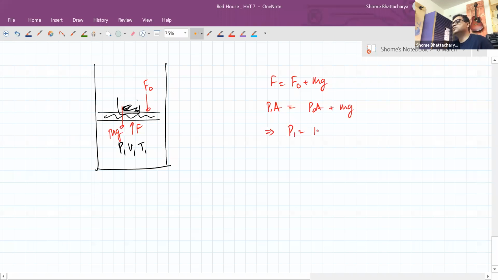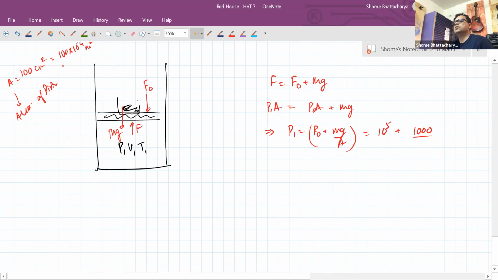So the initial pressure of the gas is this, and if you calculate this, this is 10 raised power 5 plus, I've given this as 100 kgs, so 1000 newtons divided by area of 100 centimeters square. A is the area of the piston. So that is how much? 100 into 10 raised power minus 4 meter square, so that is 10 raised power minus 2 meters square. So in pascals it becomes like this. So it's 2 into 10 raised power 5 pascals, or basically 2 atmospheres. That is the initial pressure.